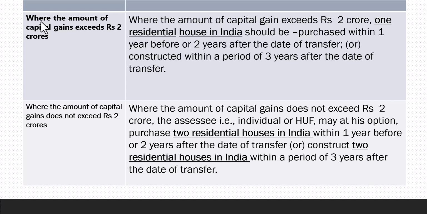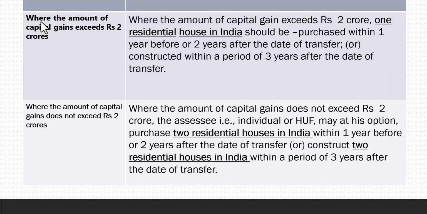Where the amount of capital gain exceeds rupees 2 crores, one residential house in India should be purchased within 1 year before or 2 years after the date of transfer, or constructed within a period of 3 years after the date of transfer. Okay, just hold on.